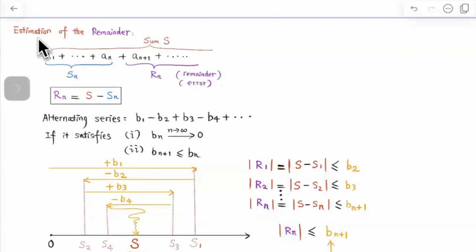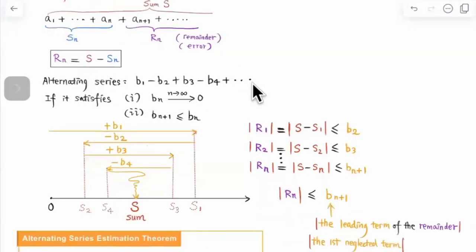The reason for that is, suppose this series converges, and the sum is s. Then if you use the n-th partial sum to approximate this s, the difference between the exact sum and this approximation is this error. So it's the remainder and also called the error. As you can see from this picture, Rn is the exact sum S subtracting the n-th partial sum Sn.